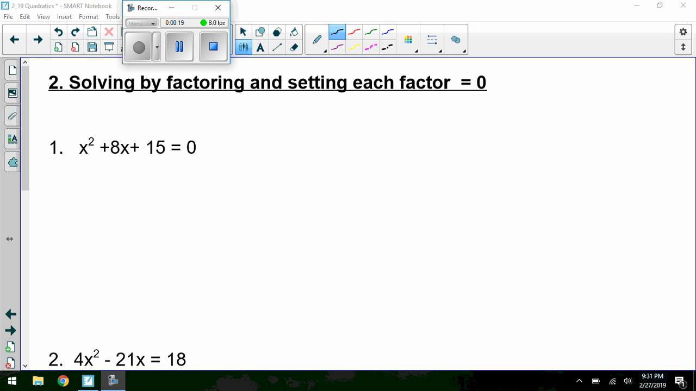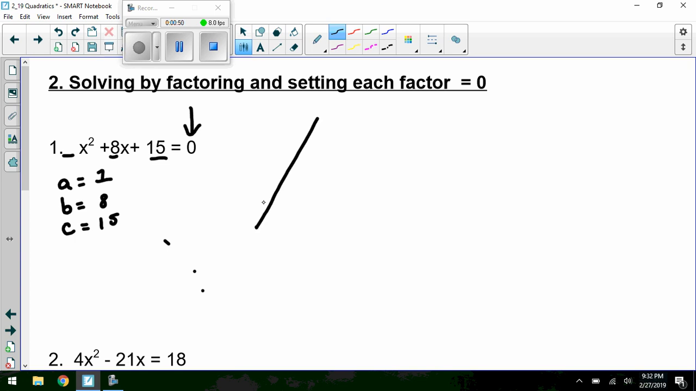The first thing I notice is that this is already set equal to 0, which is what I want, so I don't have to rearrange anything. I'm going to start off by just naming my a, b, and c. If you remember, those are our coefficients, the numbers in front of our variables. In front of my x squared is a 1. In front of my x is an 8. 15 is just the constant. So 1, 8, and 15.